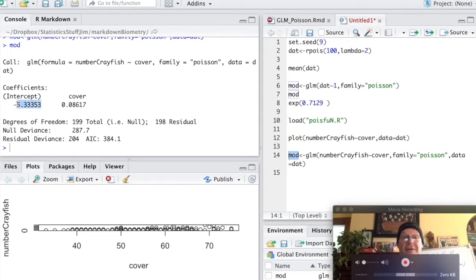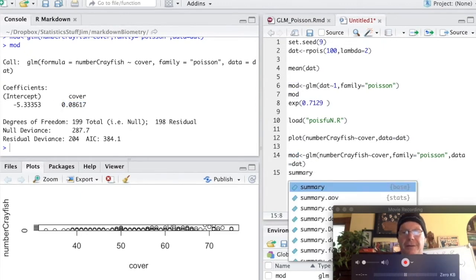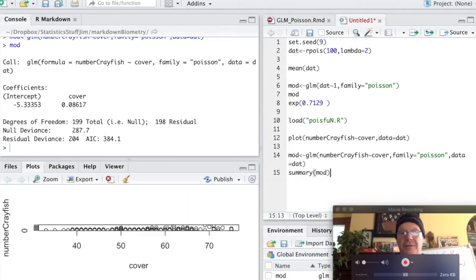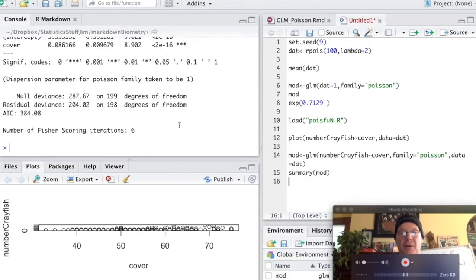Here are the parameter estimates from our model, reminding ourselves that they're in this log link units, or on a log link scale. The first thing we might want to do, which is always a good idea with general linear models, is to take a look and make sure that we're happy with where our deviance is.